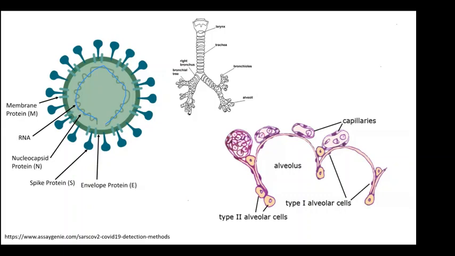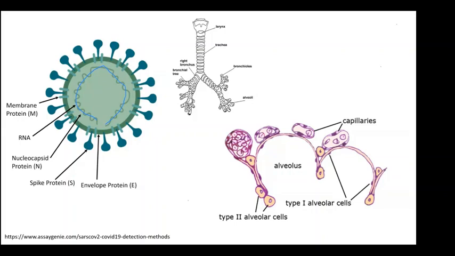But type 2 pneumocytes are cells that produce something called surfactant. And we'll talk a lot about that later on. But basically, surfactant stops the alveoli from collapsing due to something called surface tension. We'll talk about that a lot more when we talk about ARDS.